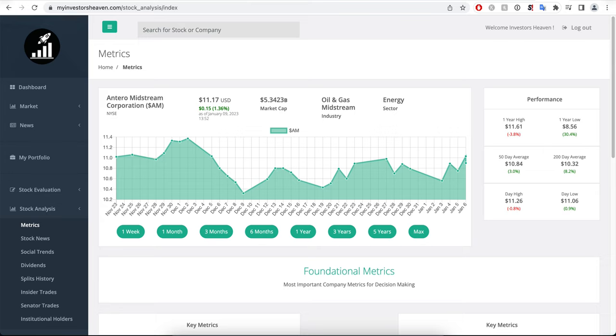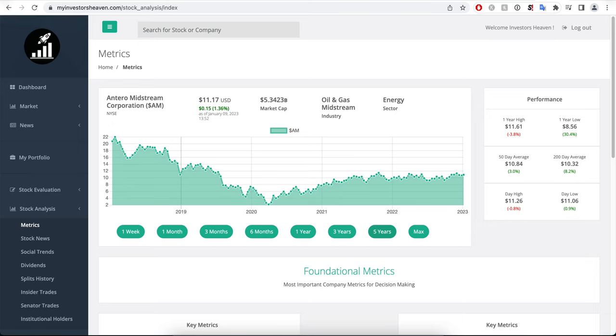Now, if you take a look at the 5 year chart, you will see that this had a pretty massive decline, and then it starts having a run over here. And this could continue. I mean, you could definitely see it continue right now, especially with the current trend in the energy sector.